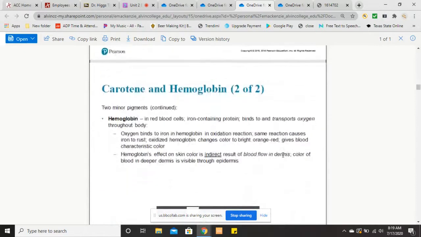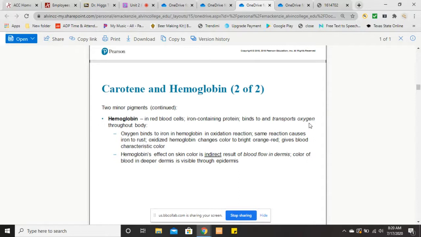Okay. And then the last pigment is hemoglobin. This ranges from pinkish to red. The more of it you have, the redder you look. And very simply, hemoglobin carries oxygen. Yes, we say red blood cells carry oxygen, but technically it's the hemoglobin inside the red blood cell that's carrying the oxygen. So when you're looking at your blood, especially oxygenated blood, you're really looking at all the hemoglobin inside.